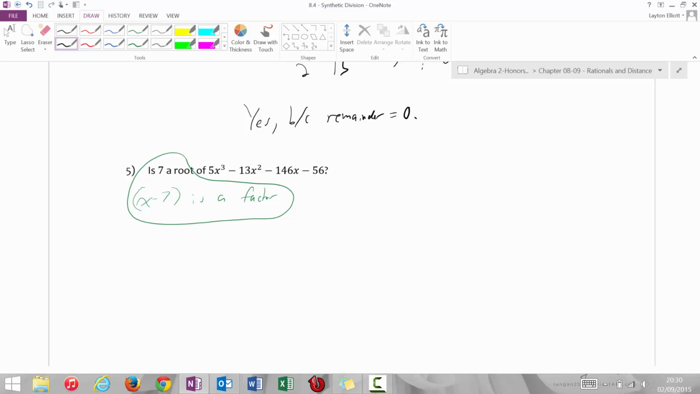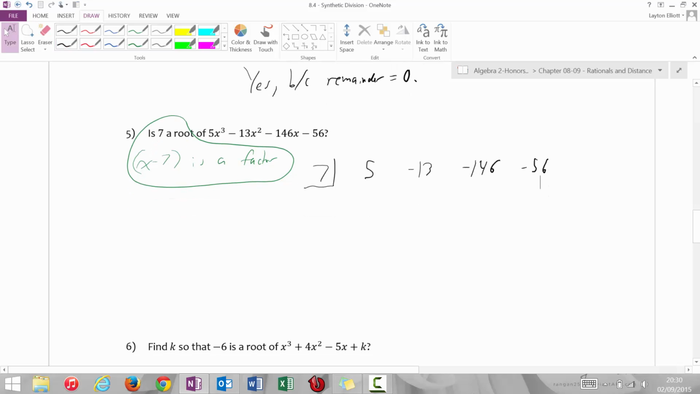And you should know why that is, in the sense of know what the word factor means and know what the word root means. So I'm going to put 7 in the pocket because x minus 7 was the factor and 7 is the root. 5, negative 13, negative 146, negative 56.